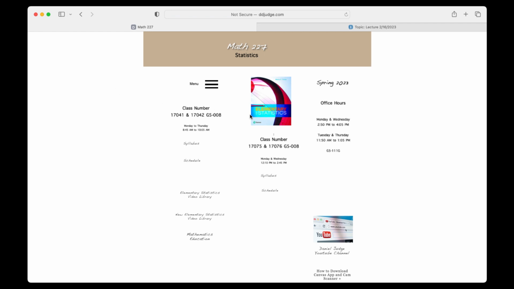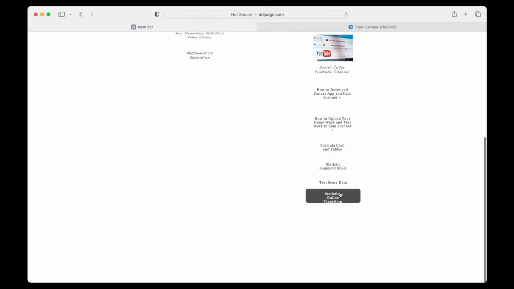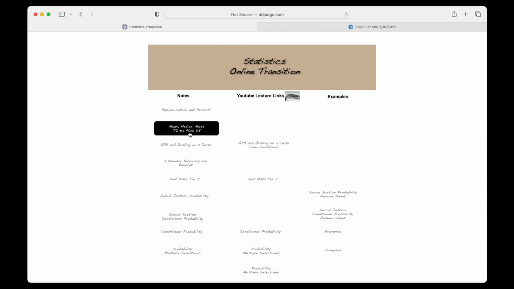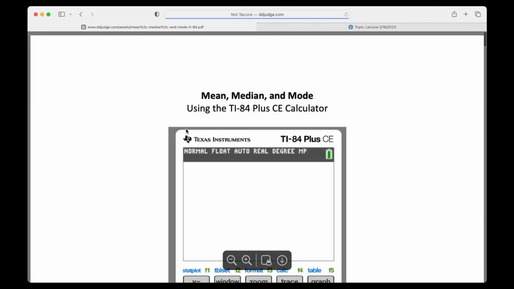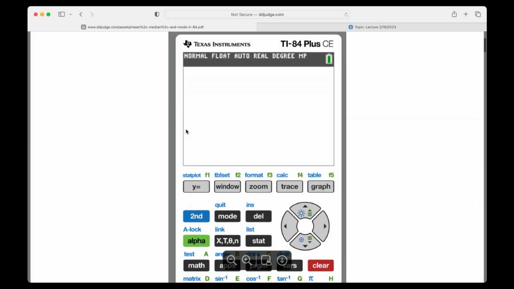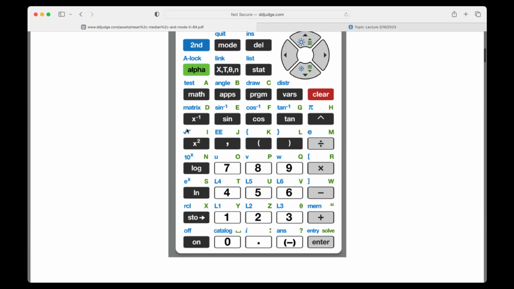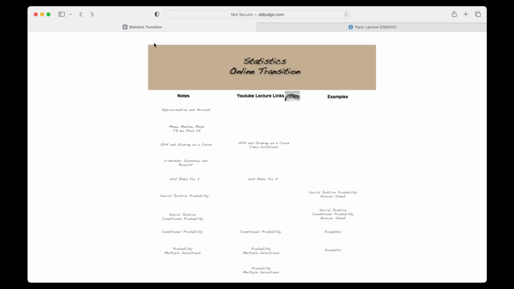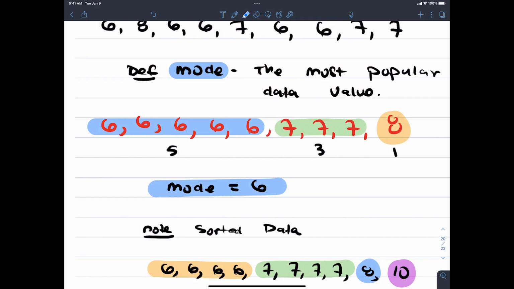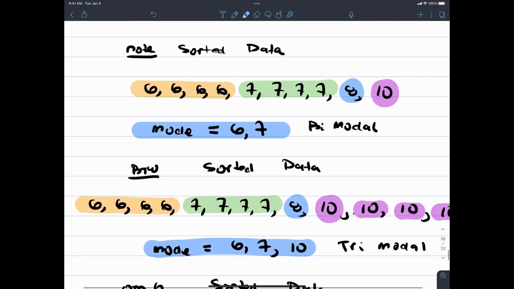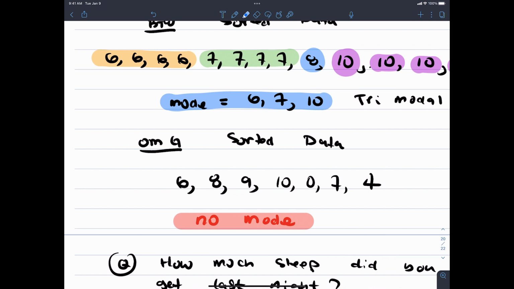You go to 227, because that's the class you're in. See this Statistics Online Transition? That's kind of where I put this one here. How do you get the mean, median, and mode, that worksheet there. I'm going to put a little video on it as well. I'm probably maybe use this one here. I'm going to do a different version, though. Let me do this here.